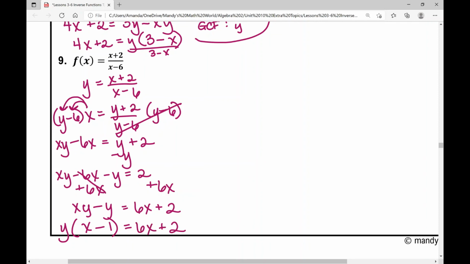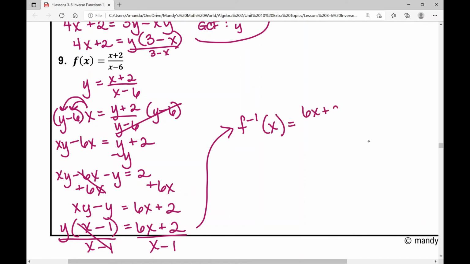To get y all by itself, I'm going to divide both sides by x minus 1. And if I rewrite it in function notation, I get f inverse of x equals 6x plus 2 over x minus 1.